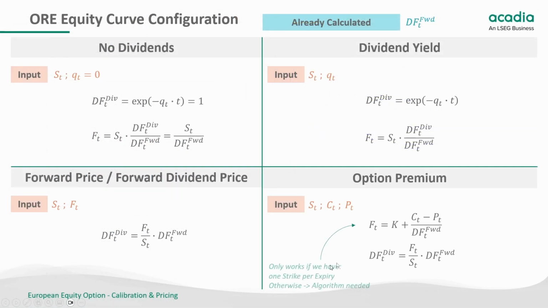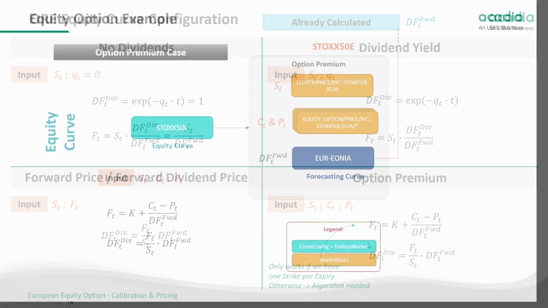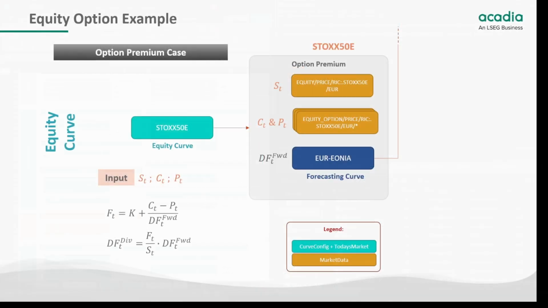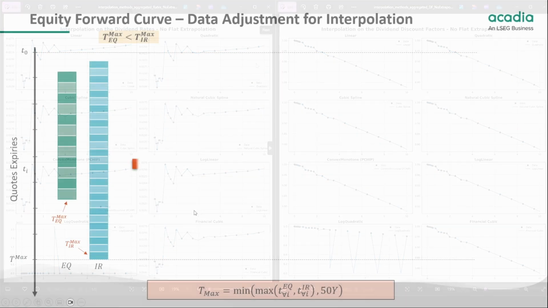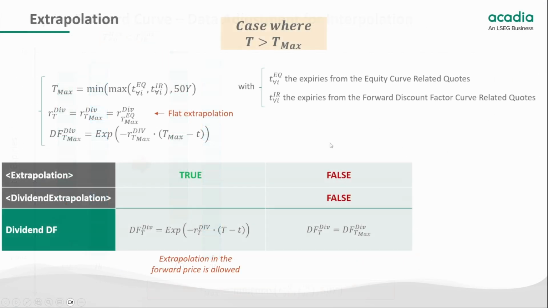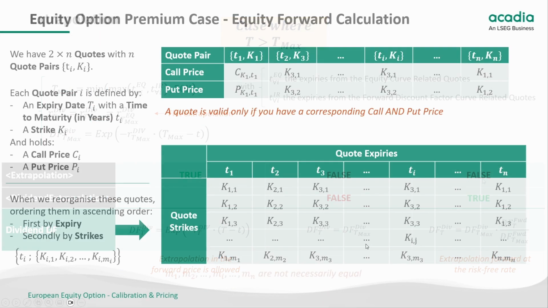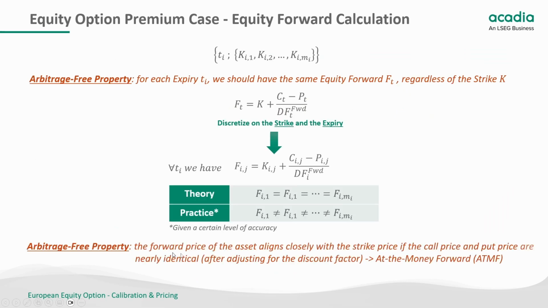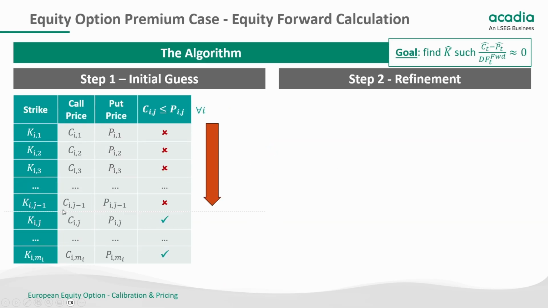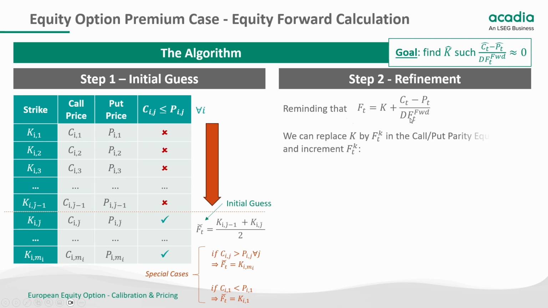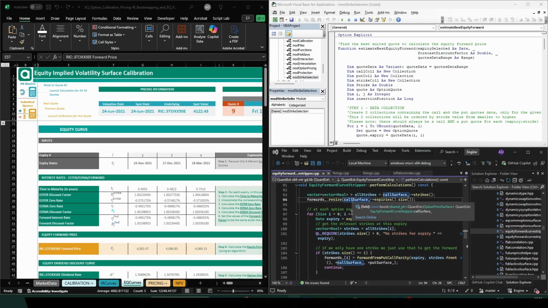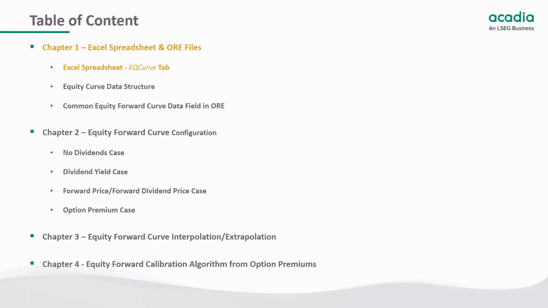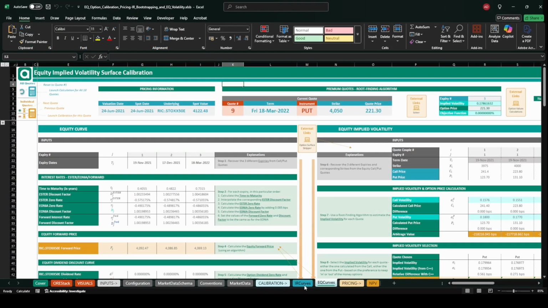In chapter 2, we will be looking at the different types of equity forward curve configuration existing and the relevant market data which define them. In chapter 3, we will talk about the interpolation and extrapolation of the equity forward curve. And in chapter 4, we will do a deep dive into the algorithm used to perform the calibration of the equity forward curve from equity option prices, which is very much needed when we have multiple quotes for the same expiry. You will see.